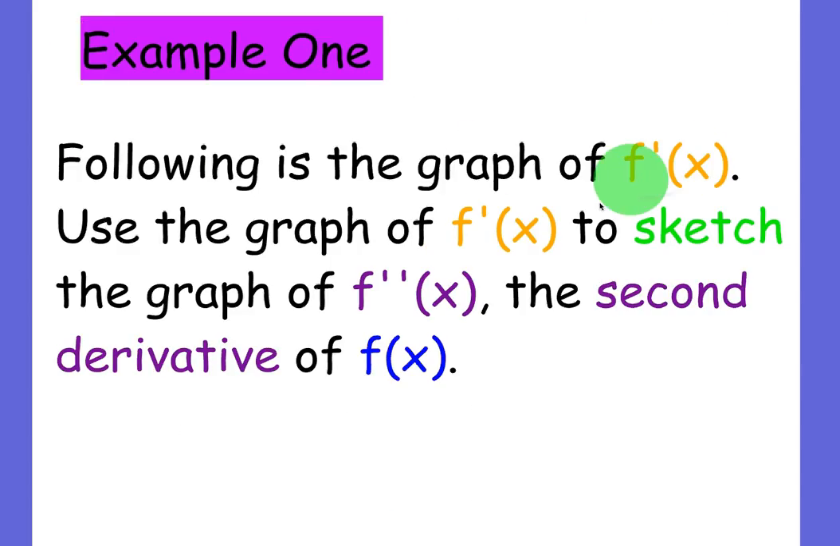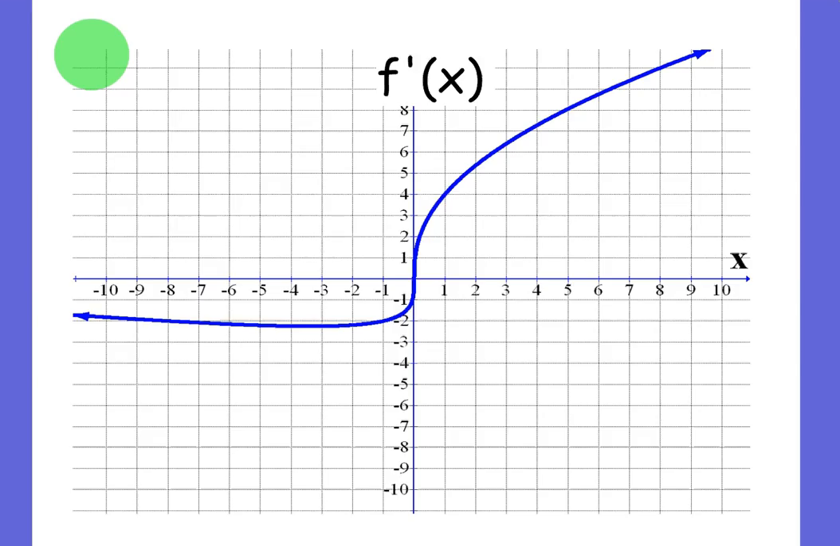Following is the graph of f prime of x. Use the graph of f prime to sketch the graph of f double prime, the second derivative of f of x. So here it is. It's a very strange looking graph. It starts out shallow, decreasing, and it starts to increase somewhere around there. Then we have a vertical tangent at x equals 0. Then it continues to increase. However, the slopes of the tangent lines are decreasing there, so it changes to concave down. So we will keep all of that in mind as we graph f double prime of x given f prime of x.